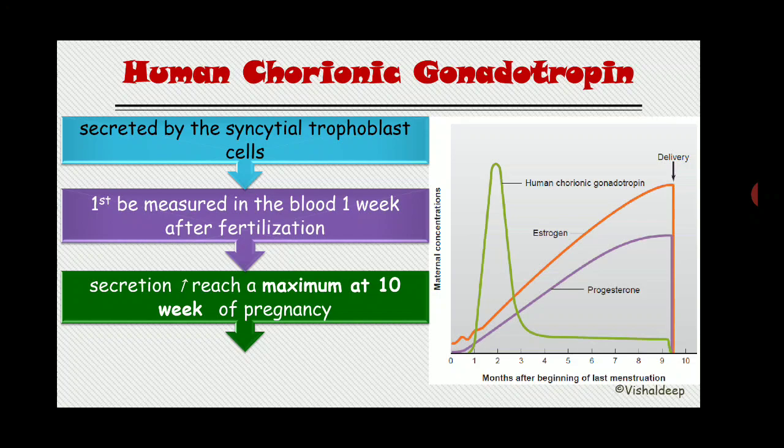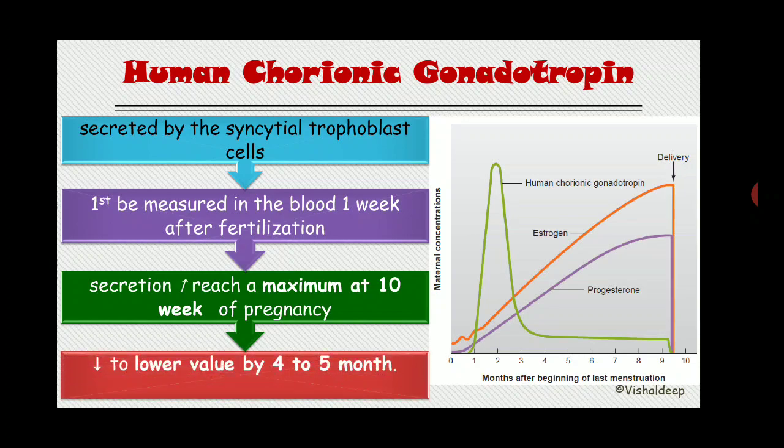Now it appears in the urine at the 10th day after the fertilization. You need to remember this third point also. Basically in some books it is written as 9 days, but to remember it very easily: 1 week in the blood after the fertilization, 10 days after the fertilization in the urine, and 10 weeks it reaches the maximum. After that it decreases to a lower value at about 4 to 5 months, and it continues at this level until the delivery.